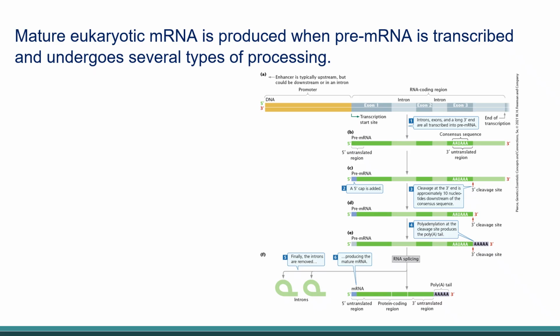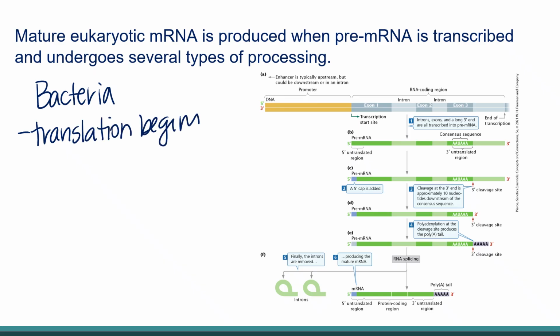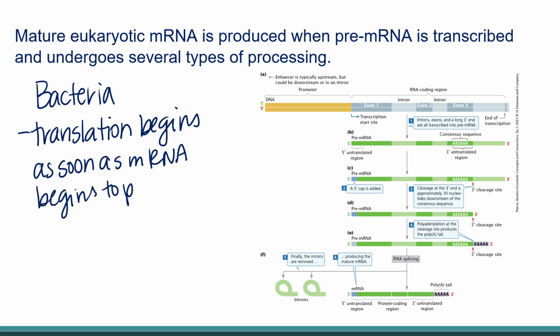So finally, we get to the end. Our messenger RNA is ready to be translated. And if this were a bacteria, translation could begin as soon as that messenger RNA begins to be produced. As soon as the mRNA begins to pull away from the DNA, then a ribosome can bind and start translating it.